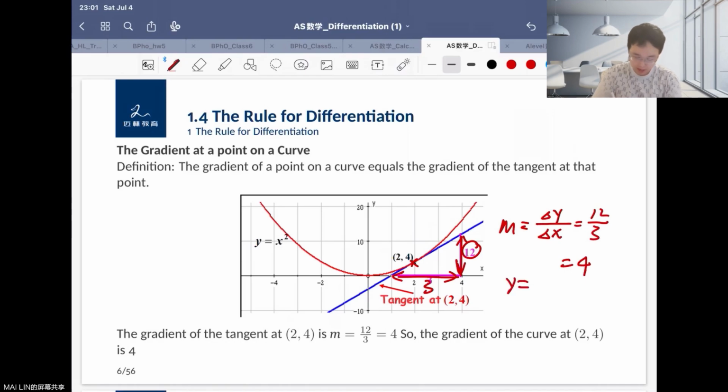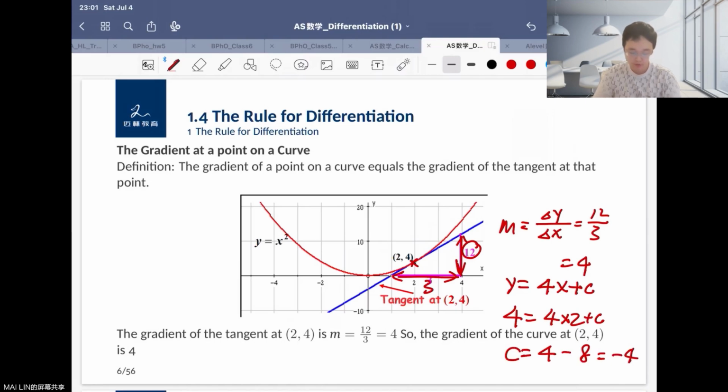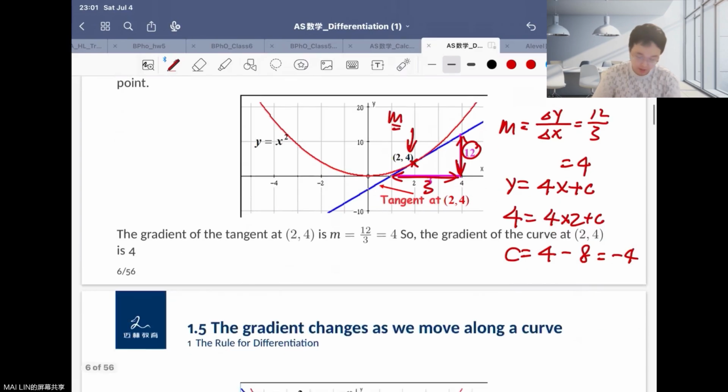So the tangent line can be written as y equals 4x plus c. We put (2, 4) into it, so 4 equals 4 times 2 plus c. So c equals 4 minus 8, which equals negative 4. That is how we find the gradient exactly. We have the line, the tangent, and the gradient, and the gradient m at (2, 4) is exactly the gradient or differentiation here.